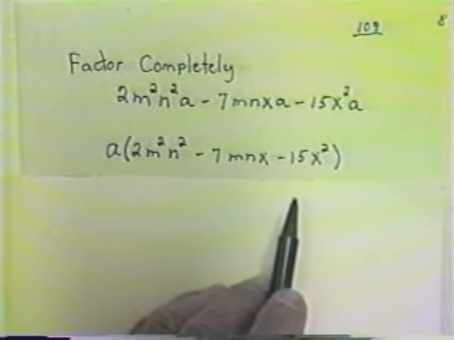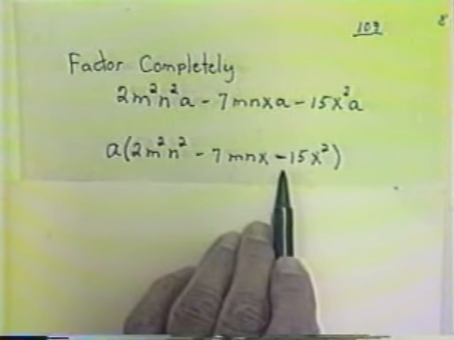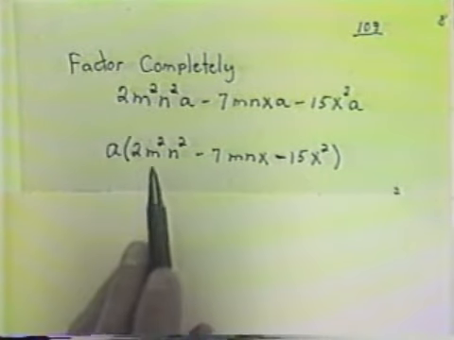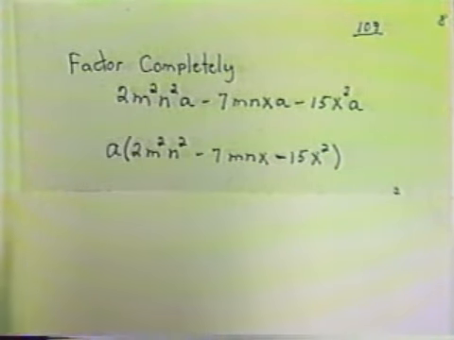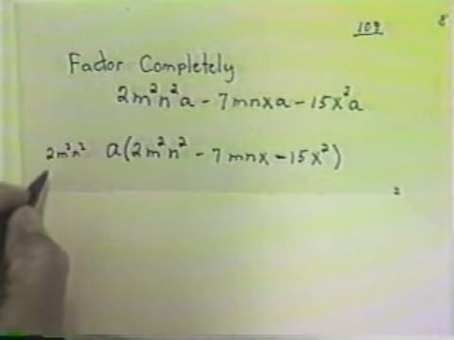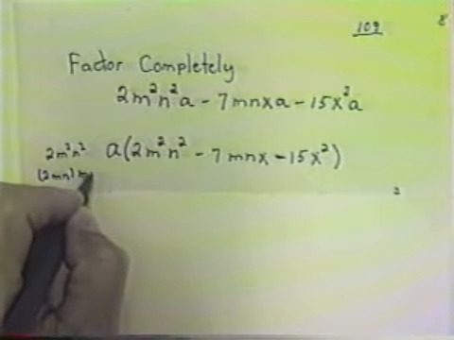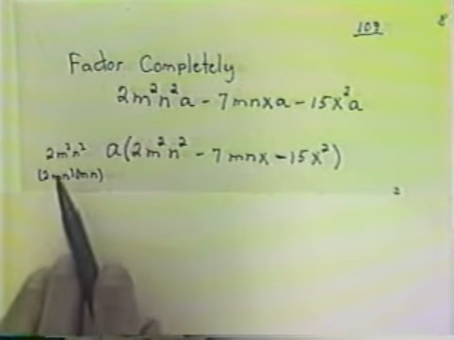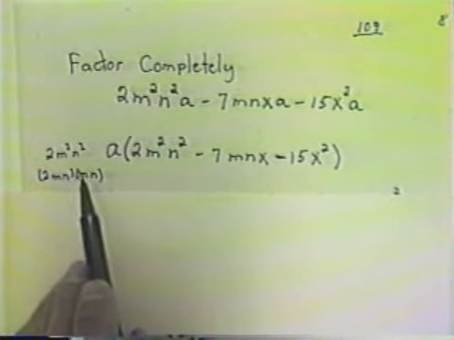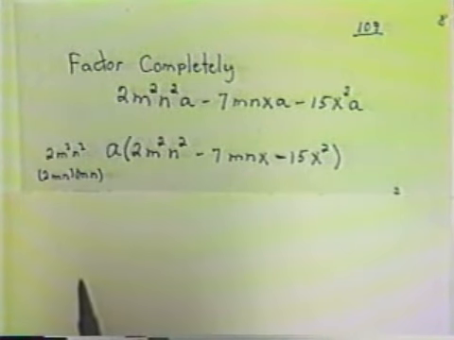Now we want to analyze what it means. This tells me the signs are different. And we want to also analyze how I can get 2m squared n squared. Well, the only way of getting 2m squared n squared is 2mn times mn. Be sure to list down all your possibilities before you start guessing. But the only way of getting 2m squared n squared is 2mn times mn.